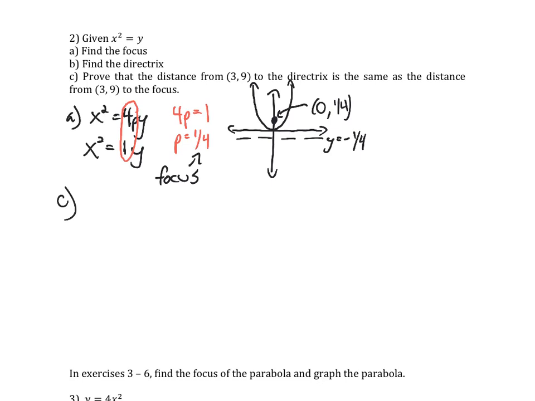Okay, so you've paused it. Hopefully you've got some answer. See if you get the same thing I do. I'm just using this graph over here, which has a point of (3, 9).